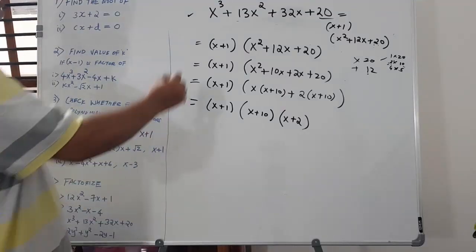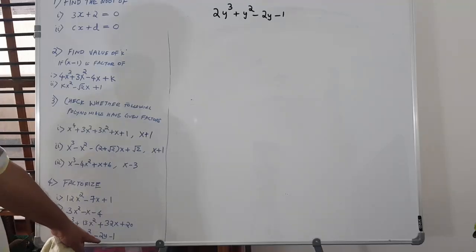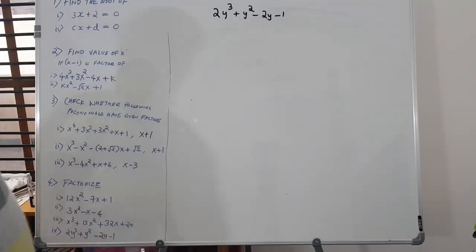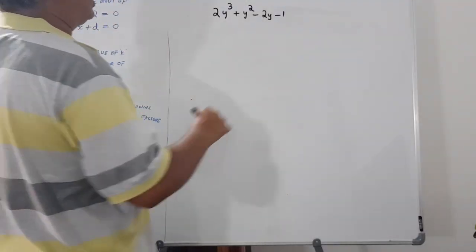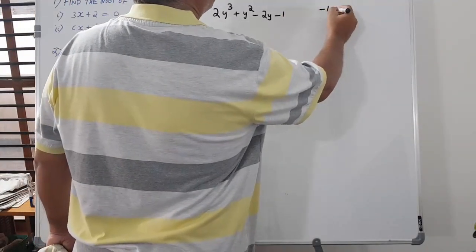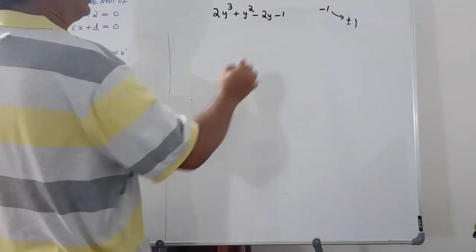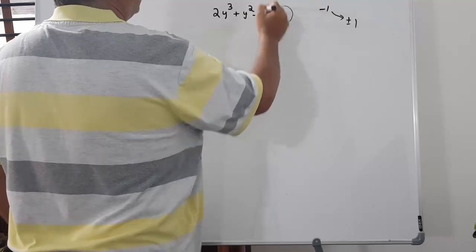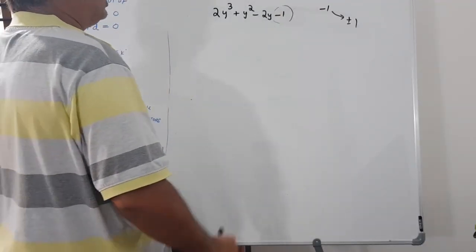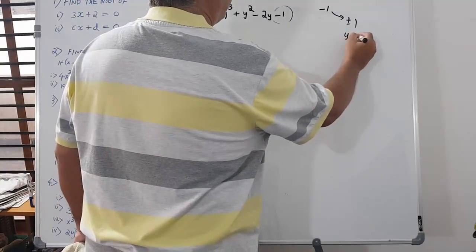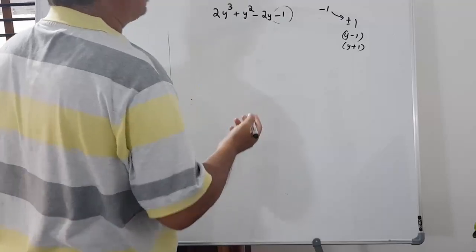We have factorized a cubic expression, 2y cube plus y squared minus 2y minus 1. So let us see, if you take minus 1, plus or minus 1 are the only choices for this. So you have a minus 1 here, right? So plus or minus 1 are the only factors of this. So either y minus 1 is a factor or y plus 1 is a factor. So we'll see which one is a factor.